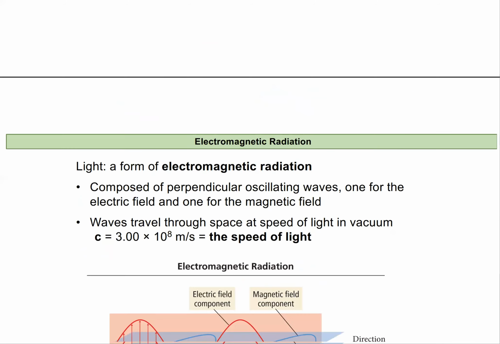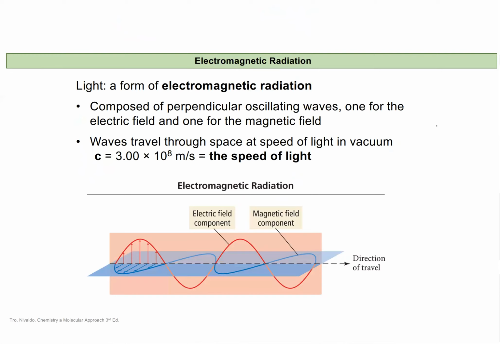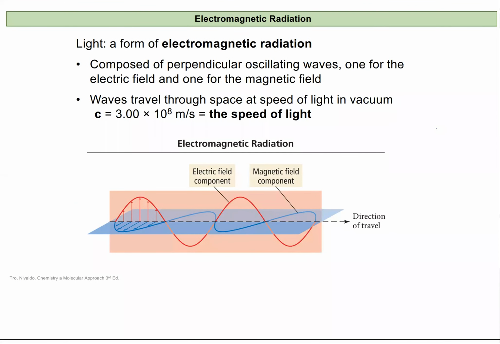So thinking about light. Light is actually just electromagnetic radiation. It's a form of it. Electromagnetic radiation is a broad spectrum of types of energy or radiation that behave as a wave. So light as a wave is composed of perpendicular oscillating waves. Perpendicular and oscillating means that they're 90 degrees apart from one another. And oscillating is that up, down, up, down, up, down that we think of when we learned about sine waves in math.